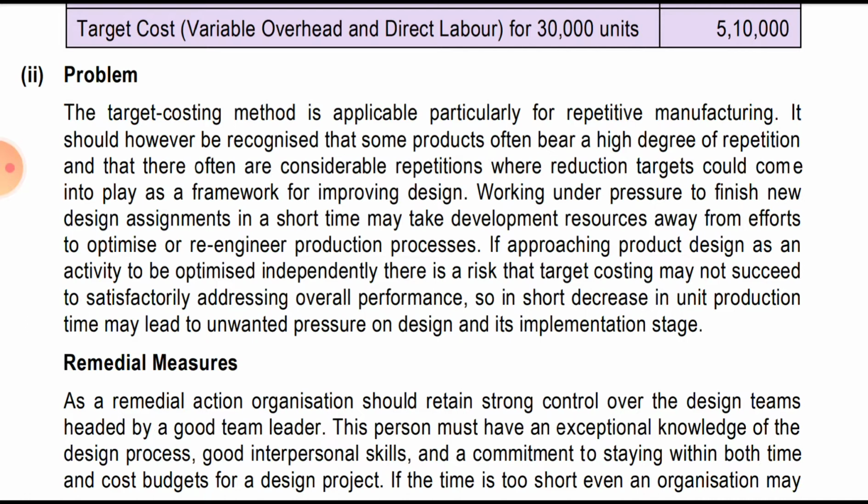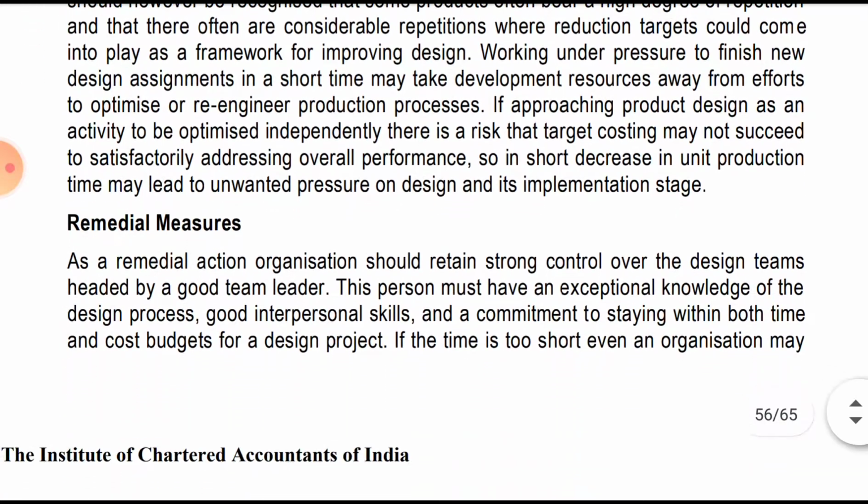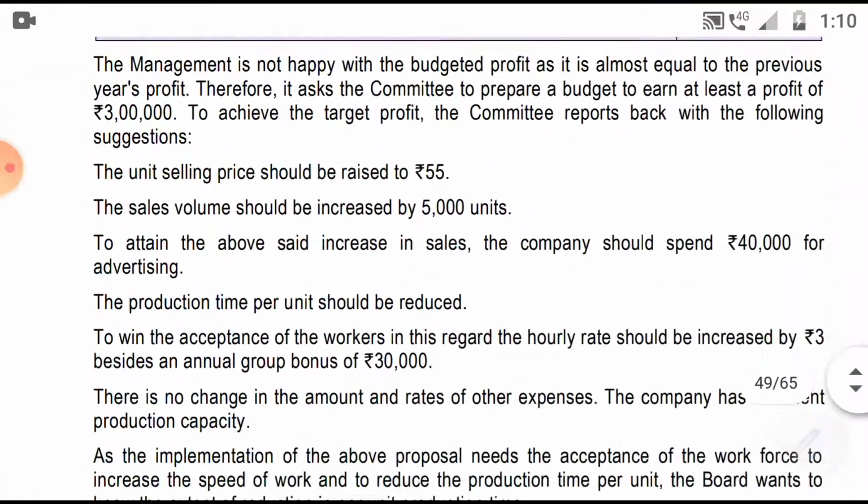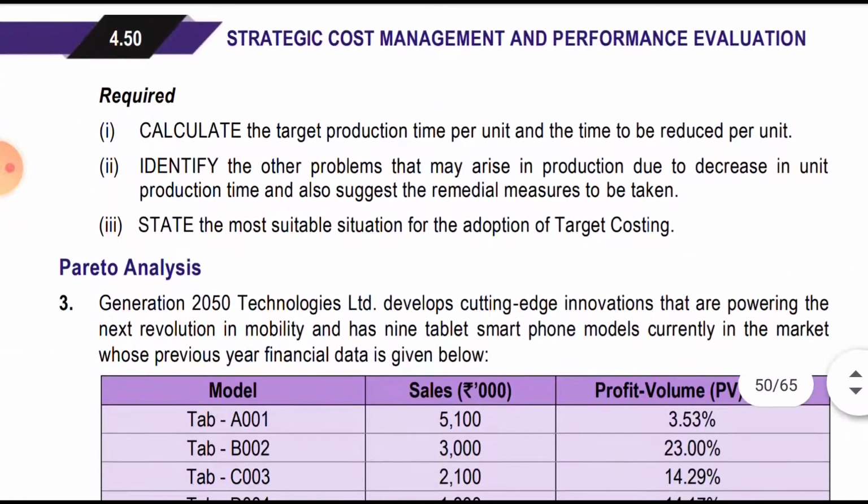So in short, the decrease in the unit production time, which has been decreased from 3 to 2.125, may lead to unwanted pressure on the design and its implementation stage. Okay, then the remedial measure. They have also asked us to suggest the remedial measure to be taken in part 2.